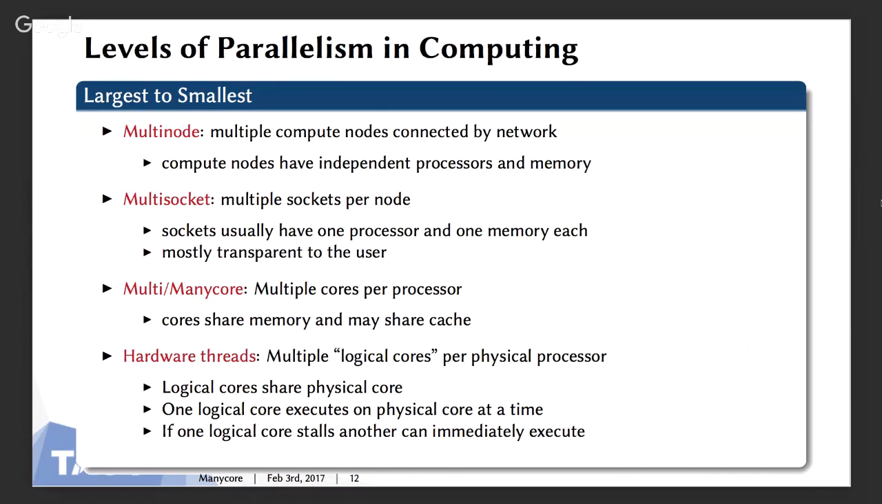The next level down is multi or many core. This is the idea, like we've been talking about, of having multiple cores per processor, where the cores share memory, and then they may share some levels of the cache.